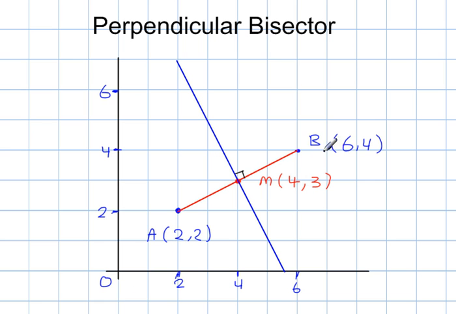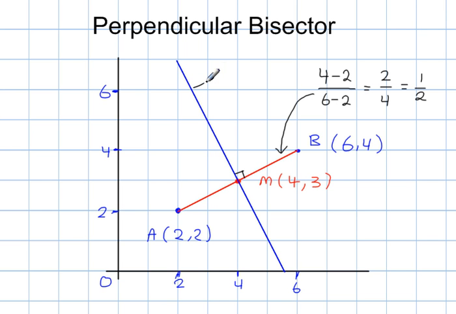So the gradient of the line AB, so the change in y, so if I start with point B, the y coordinate there is 4, the y coordinate here is 2, so change in y, so we're subtracting, divided by the change in x, so the x coordinate again for point B, that's what we're starting from, is 6, minus the x coordinate here, 2. So 4 minus 2 gives you 2, 6 minus 2 gives you 4, simplifying that is a half. That's the gradient of this line.